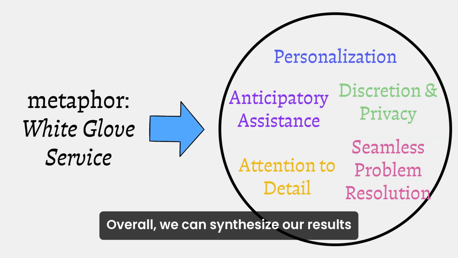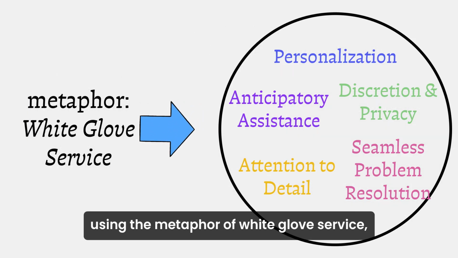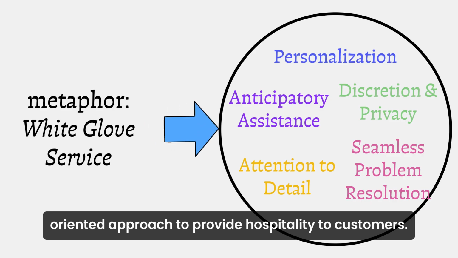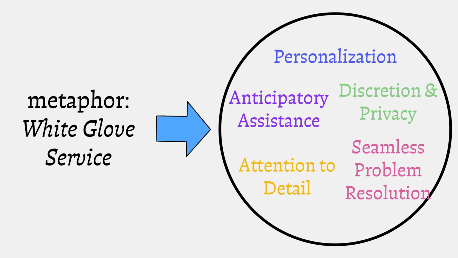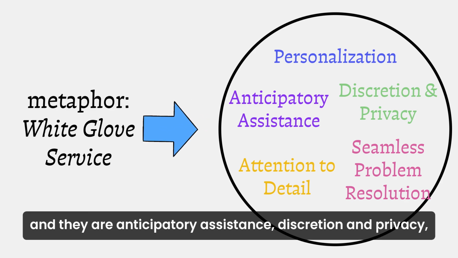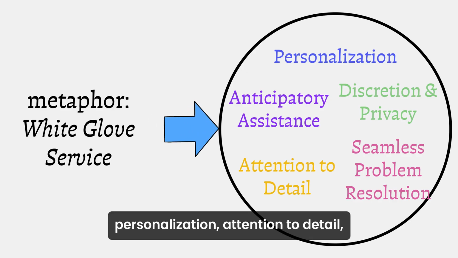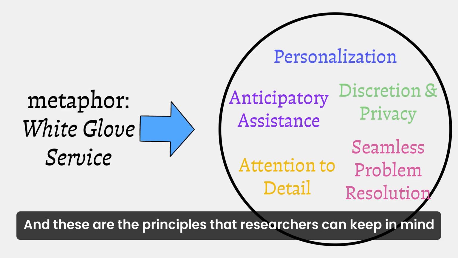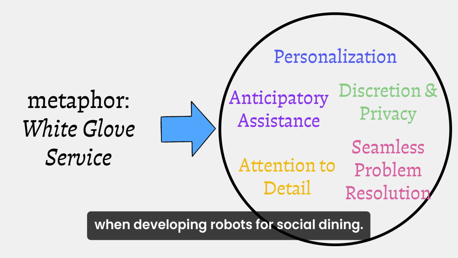Overall, we can synthesize our results using the metaphor of white glove service, which in restaurant settings is a personalized and detail oriented approach to provide hospitality to customers. White glove service has five key elements, and they are anticipatory assistance, discretion and privacy, personalization, attention to detail, and seamless problem resolution. And these are the principles that researchers can keep in mind when developing robots for social dining.